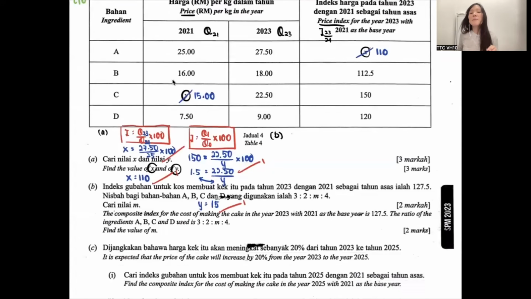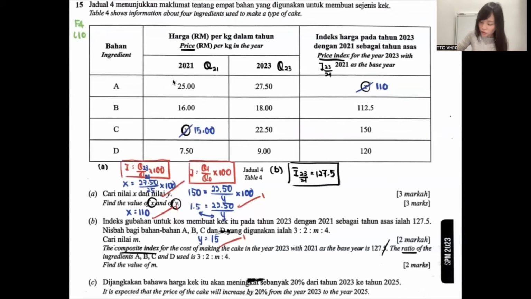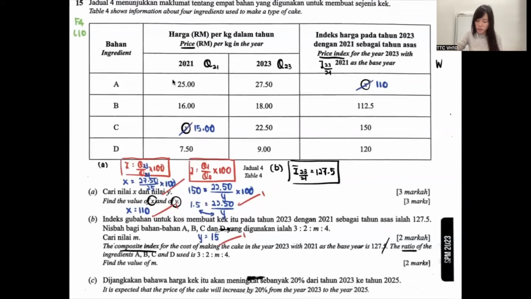B, I do here. B, they say the composite index, guys. Remember, index is I. Composite index is I with a dash. Composite index for the cost of making the cake, 23 based on 21, is 127.5. So instead of asking you for the composite index, they give you the composite index. Other than that, the ratio. Ratio is the weightage. For this chapter, ratio is always the weightage. So the weightage for A, B, C, D is 3, 2, M, 4. That's what they provide. Now they say find the value of M.